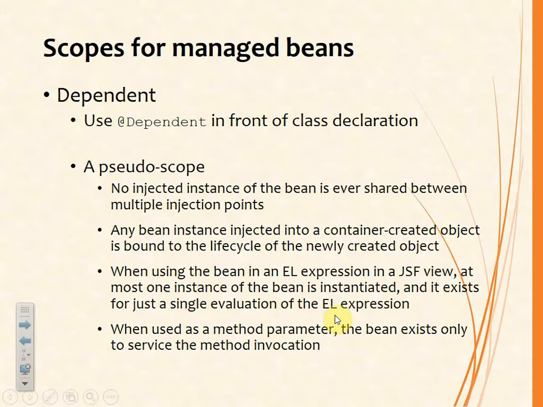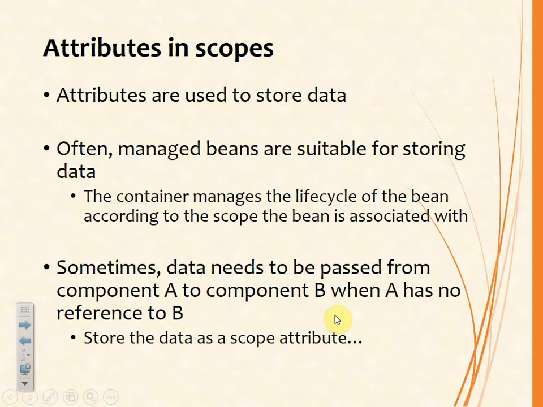If that bean is marked as dependent, then the bean will come into existence for the evaluation of that expression and will then go out of existence as soon as that evaluation has been completed. So if you've got 2 UI components in the facelet making use of a managed bean that has been set as dependent and is binding to 2 properties, it will actually use 2 different instances of that managed bean, one for each expression. Now we can put attributes into these scopes.